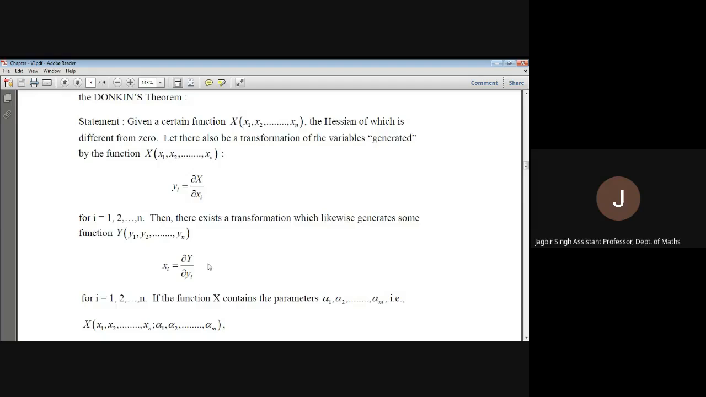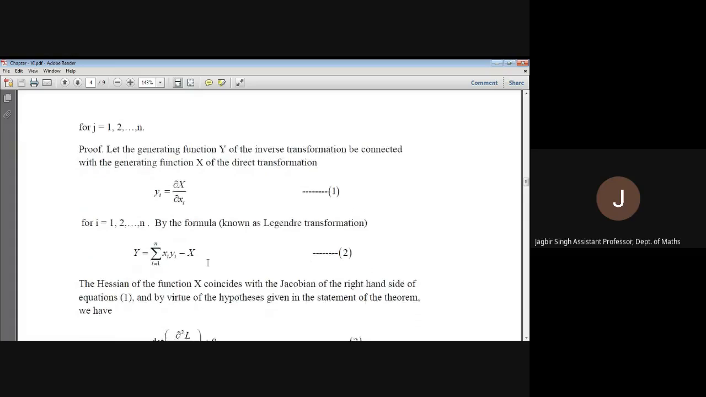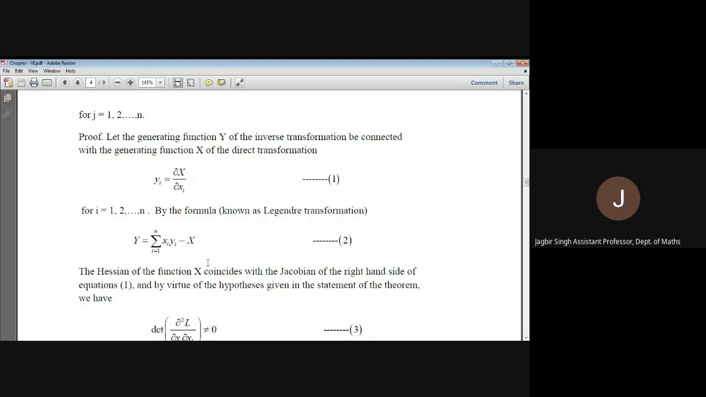Okay, there is a second part of this also that we will discuss when we will prove. I am just going with the first part, that x is given, partial derivative of x with respect to xi is yi, and we are going to find out a new function y such that the partial derivative of y with respect to yi will be xi. Okay, so for this, just assume that the generating function y of the inverse transformations is this relation. It is given. Now let's define y.